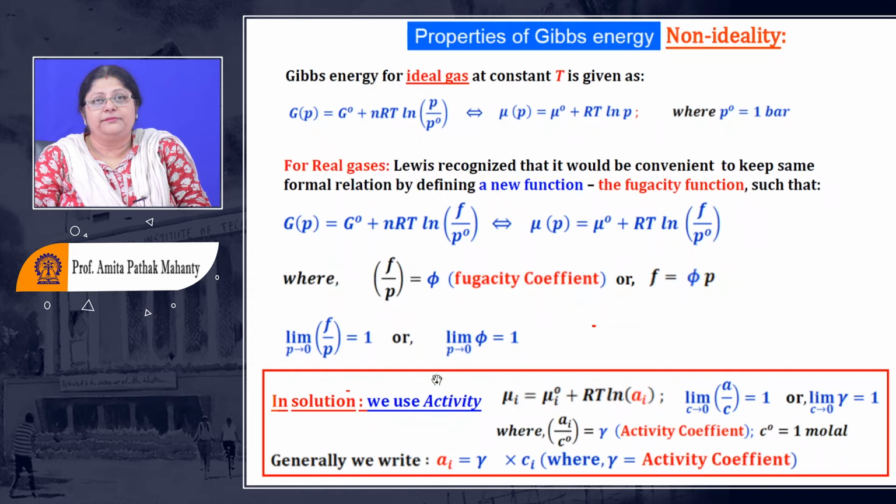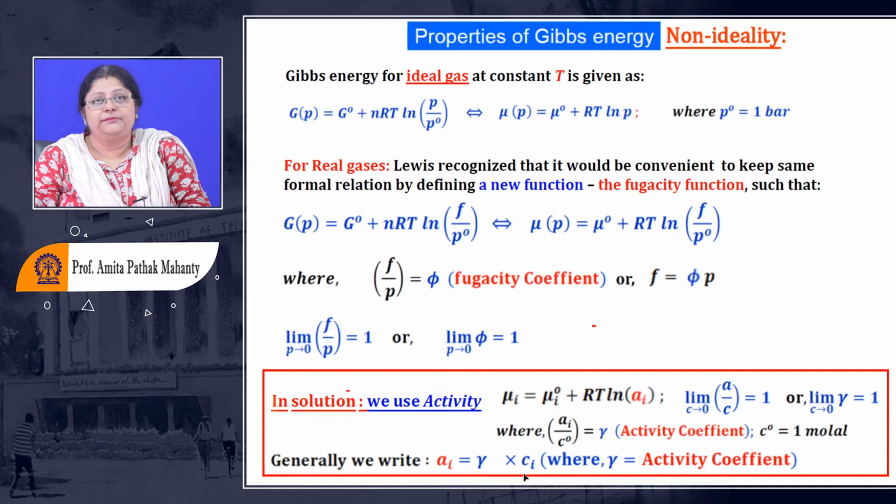You have seen this same thing when we deal with solutions. In solution, we write activity. The chemical potential of a species i is the chemical potential of that species in the standard state plus RT ln a_i, the activity we write for that particular species. What is a_i? Activity is the activity coefficient times the concentration of that ith species, and we can write the expression in terms of the activity.